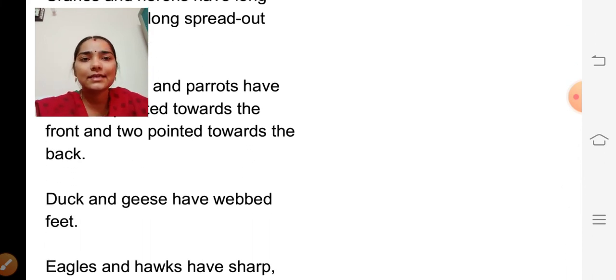Duck. Duck and geese have webbed feet. Did you see that? To swim in the river.